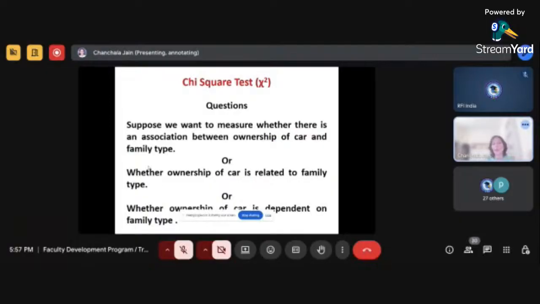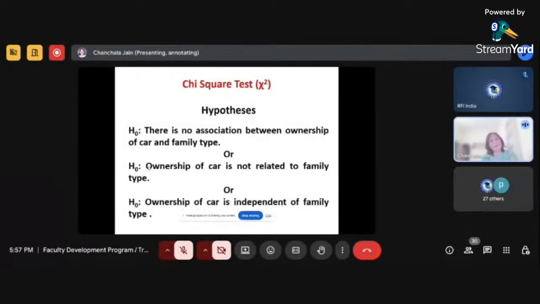So when you look at this question, it is very clear. If I am looking for the association between the ownership of car and the family type, I have two categorical variables, ownership of car and family type, right? If I want to find the relationship between two categorical variables, I will go for the chi-square test. If this is my question, what will be my hypothesis?